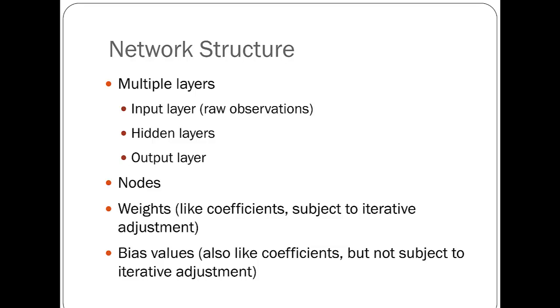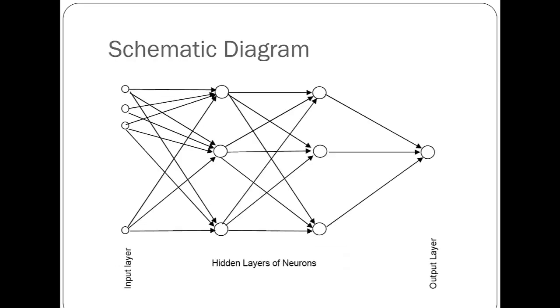And we have weights that are basically coefficients that tell us how much each of the nodes contribute to the nodes in the next layer. And then finally, we have what are called biases, and you can think of those like constants in a regression model. And here we have a schematic diagram of a neural network.